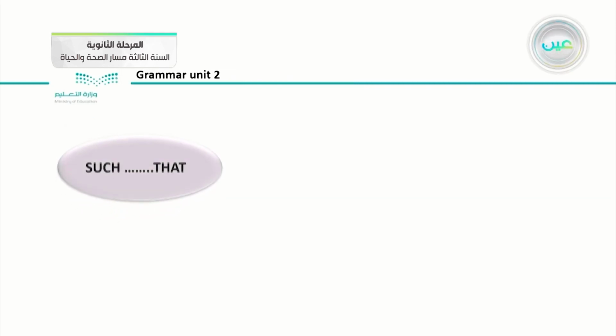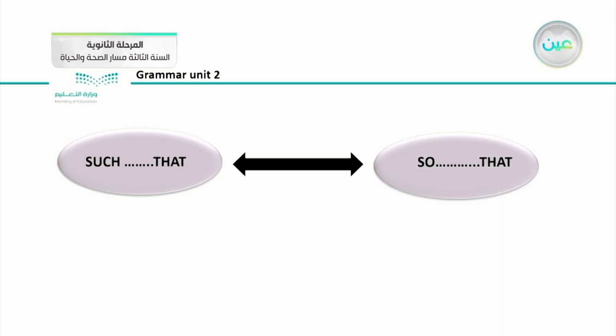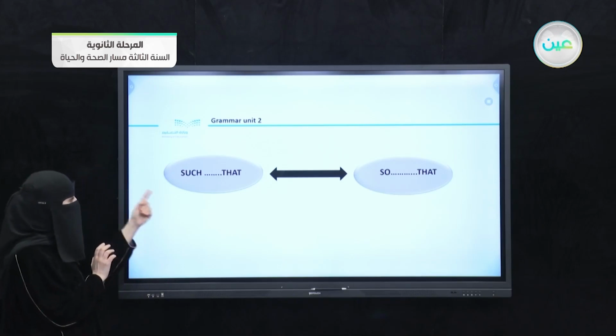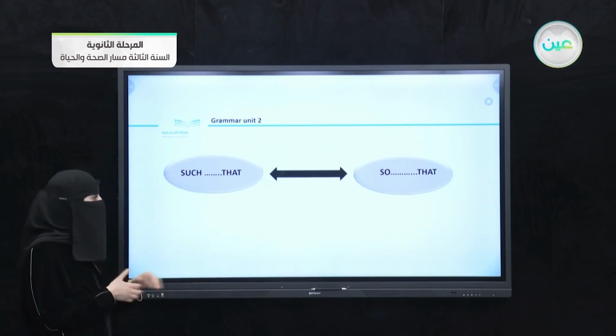Let's go to the grammar from that unit. In that grammar, we have "such that" and "so that." At first, I want you to notice that "so" and "such" can be used to make the adjective stronger. And we can use "such that" and "so that" to give a cause and a result for the sentence.